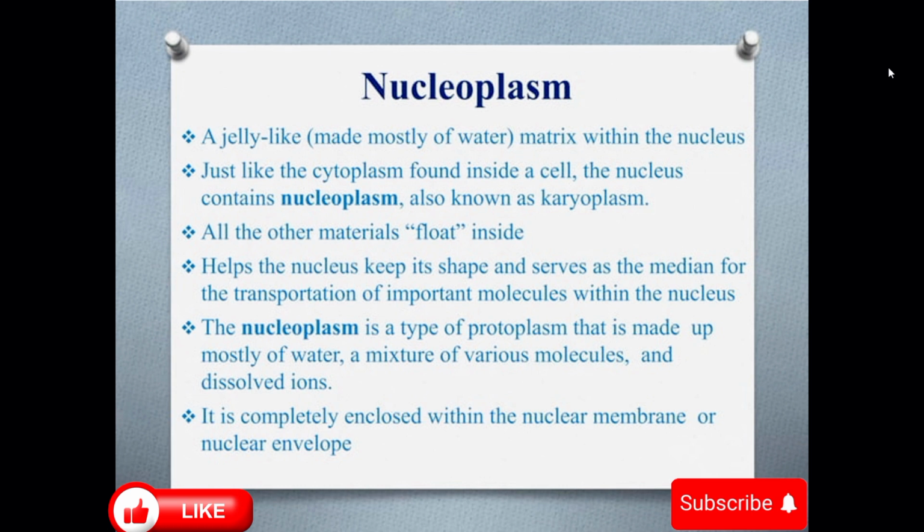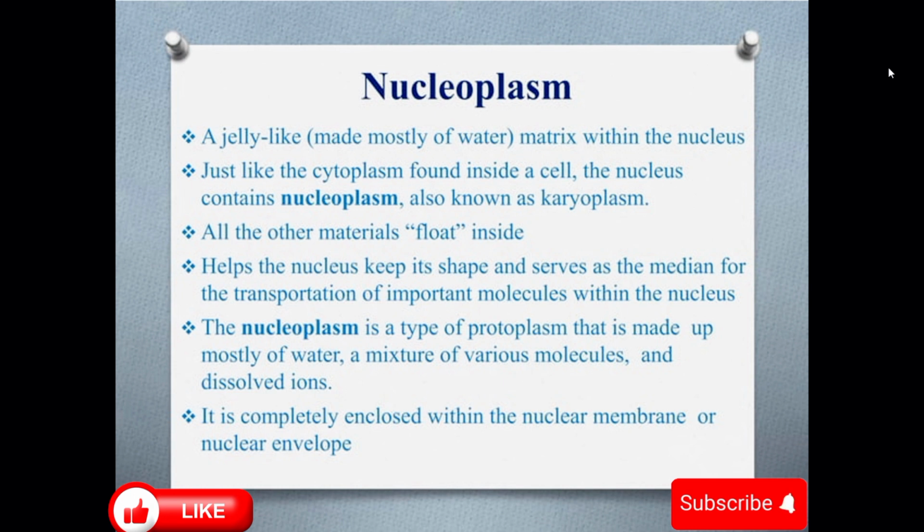What is nucleoplasm? A jelly-like matrix made mostly of water within the nucleus, just like the cytoplasm found inside a cell. The nucleus contains the nucleoplasm, also known as karyoplasm. All the other material floats inside. It helps the nucleus keep its shape and serves as the medium for transportation of important molecules within the nucleus.